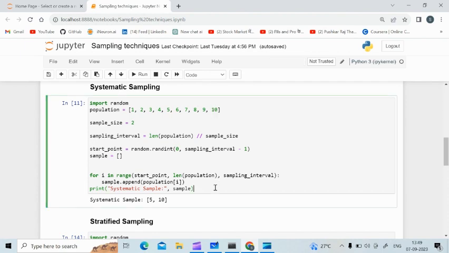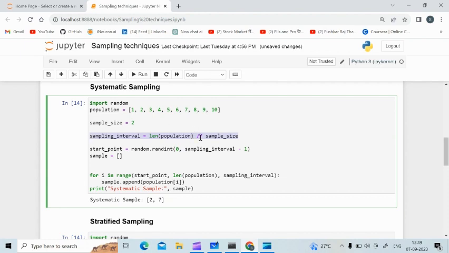Now let's take another example. It's coming as 3, 8, and 2, 7. So first I have selected 2, then I need to skip five values: 1, 2, 3, 4, 5. This is how we need to select. Here is the formula, which is nothing but making a quotient value.